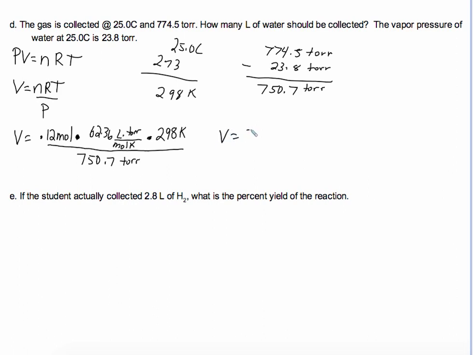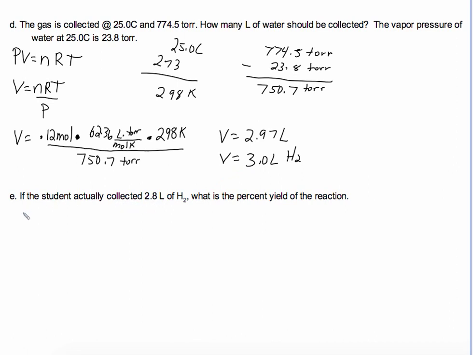All right, and so then we solve that and we get V equals 2.97 liters, and we go back and this has two significant digits, so I'd probably round it to 2. So V is equal to 3.0 liters hydrogen gas.